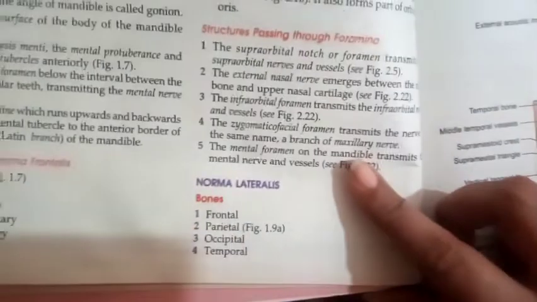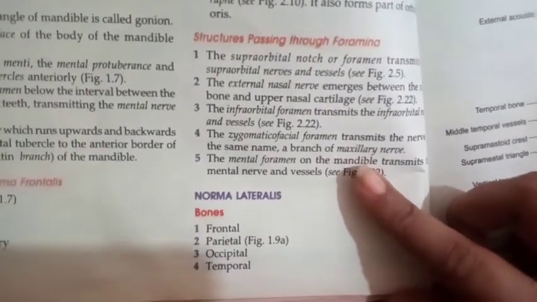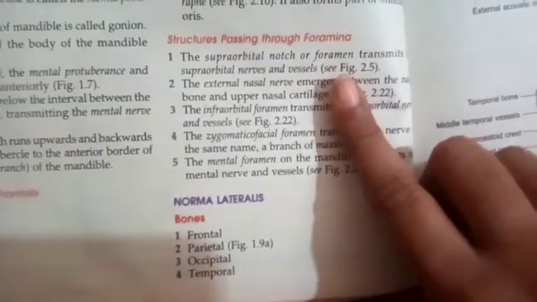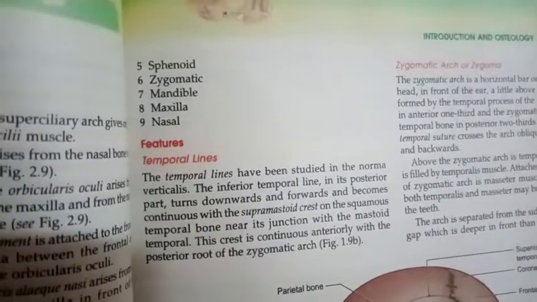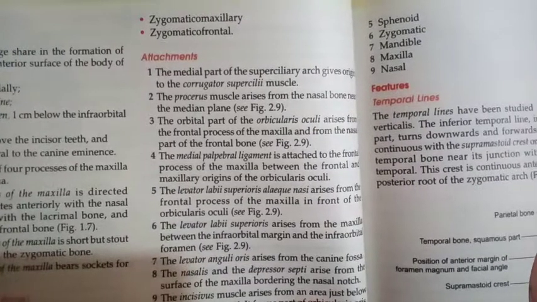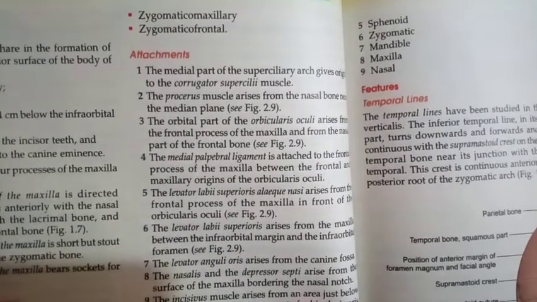Let's move toward the next, which is Norma lateralis. In Norma lateralis, the bones are the frontal, parietal, occipital and temporal, sphenoid, zygomatic, mandible, maxilla as well as nasal. If we talk about its attachments, the middle part of the superciliary arch gives origin to the corrugator supercilii muscle.